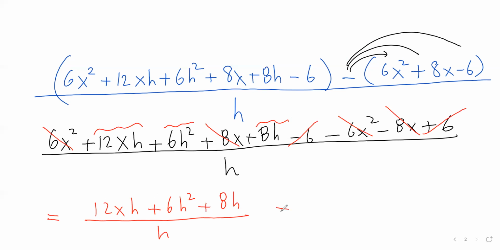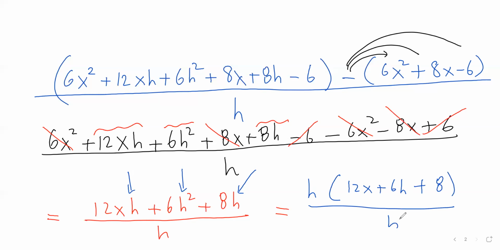Okay. Now, the last thing we should do is see if there is any common factor that I can pull out. Well, see, there is an h here, there is an h here, and there is an h here. So that means h is a common factor. So pull out the h, then you'll have 12x plus 6h, because I already took one h out, and then plus 8, all over h. And this h will cancel. Then I have 12x plus 6h plus 8 left. Okay. And this is my final answer.